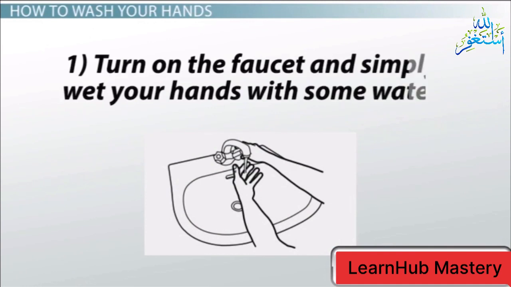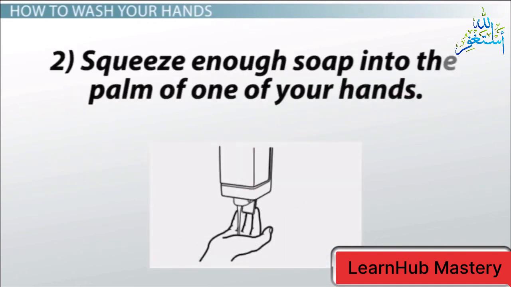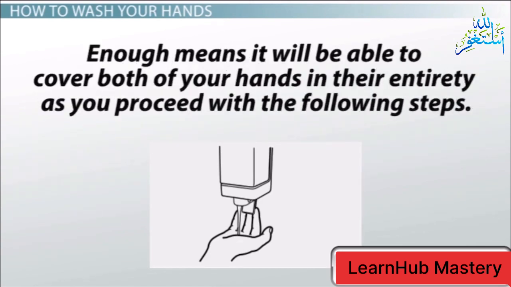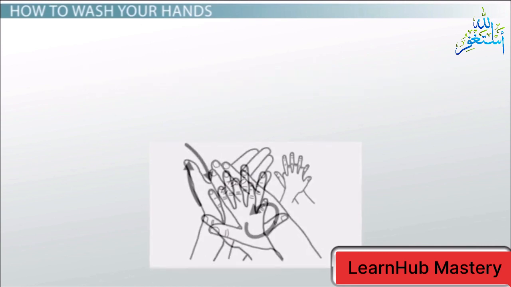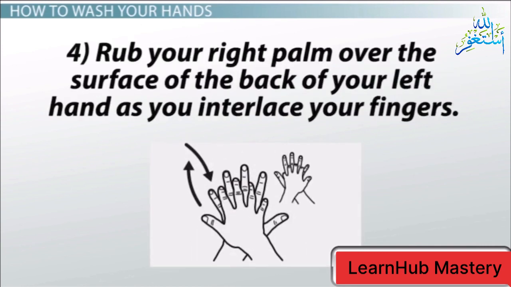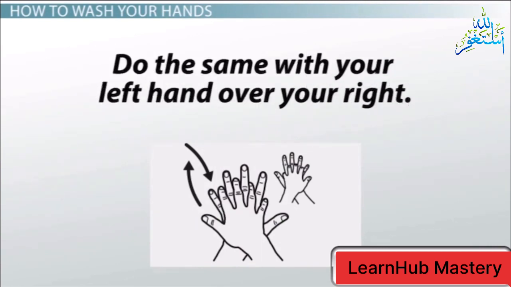Step 1. Turn on the faucet and simply wet your hands with some water. Step 2. Squeeze enough soap into the palm of one of your hands. Enough means it will be able to cover both of your hands in their entirety as you proceed with the following steps. Step 3. Rub your hands palm to palm. Step 4. Rub your right palm over the surface of the back of your left hand as you interlace your fingers. Do the same with your left hand over your right.